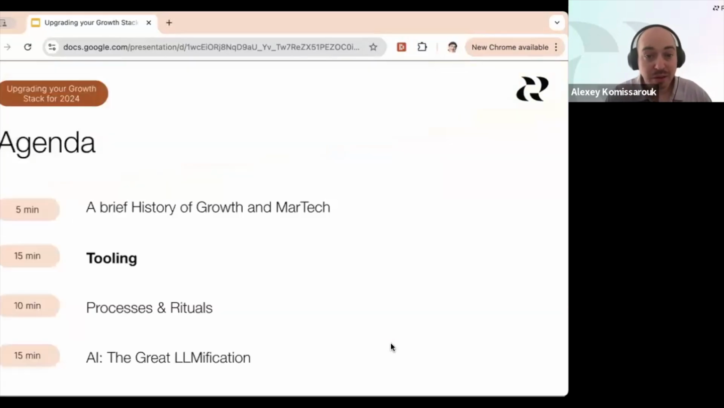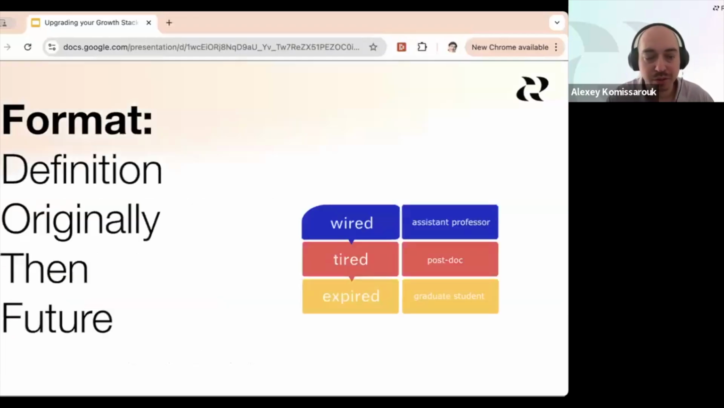Let's jump in. As promised, 3 parts. We'll start with tooling. And here's kind of how we'll be doing it. If anyone's seen the wired, tired, retired, I'm going to be doing something like that, but a slightly less impressive format. So for every tool or for every category, I'll talk about what it does. I'll talk about how it started and where we are now and where it might be going.